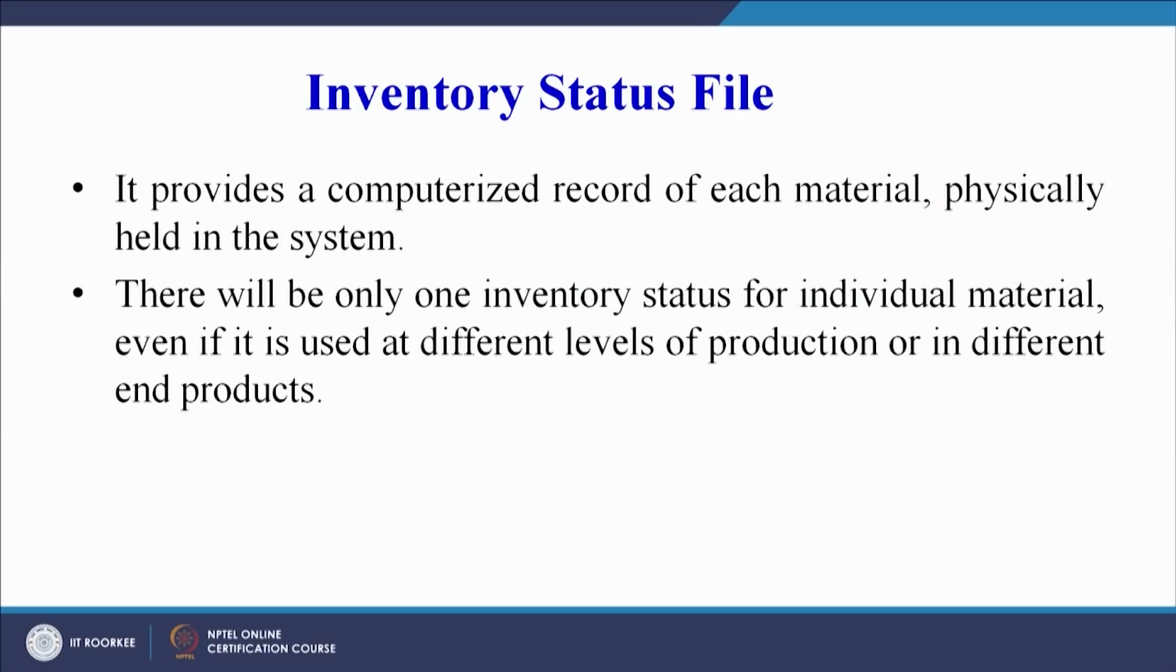Then the third input is the inventory status file. So 3 inputs are there for any materials requirement planning system to work efficiently. 2 inputs we have already seen, the master production schedule and the bill of materials file. The last one is the inventory status file. It provides a computerized record of each material physically held in the system. So it is a computerized inventory management file that gives an idea about the inventory level available within the organization.